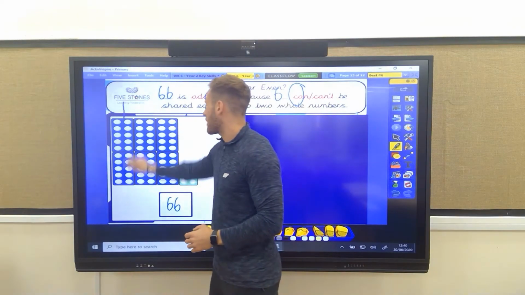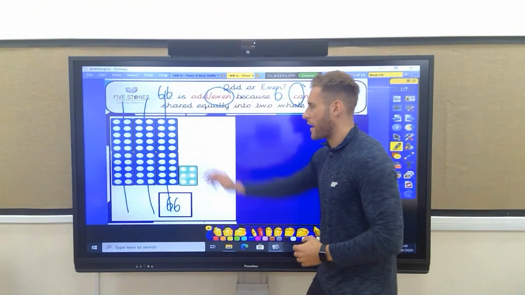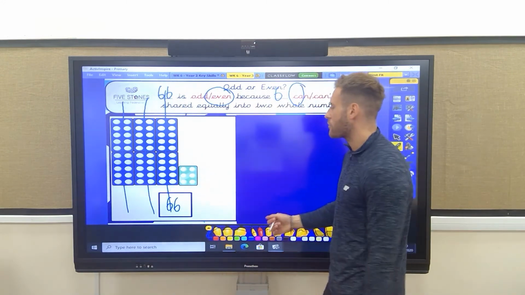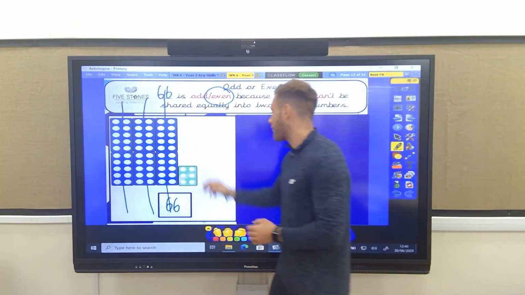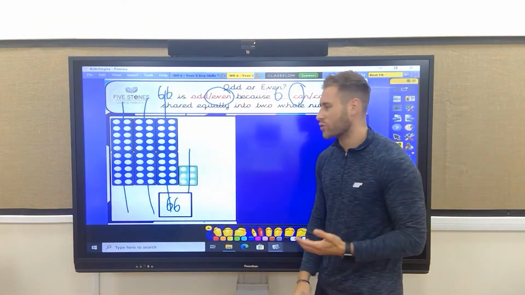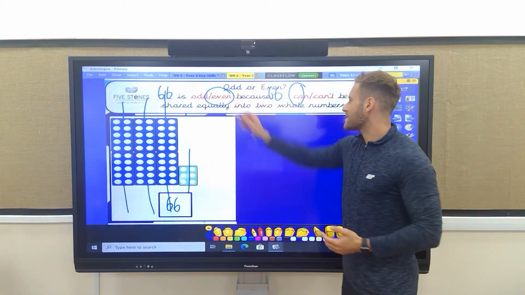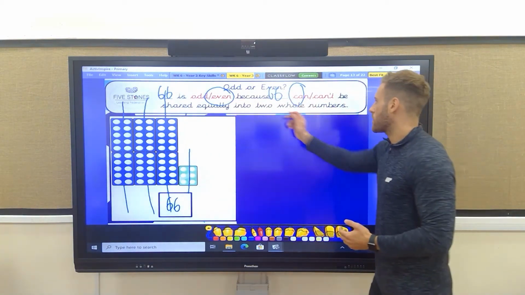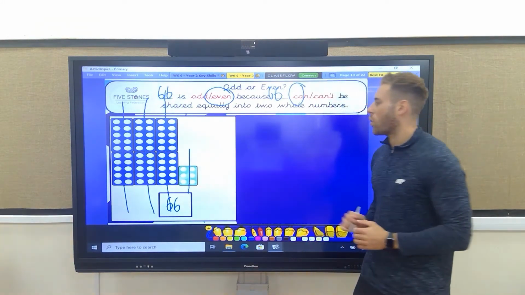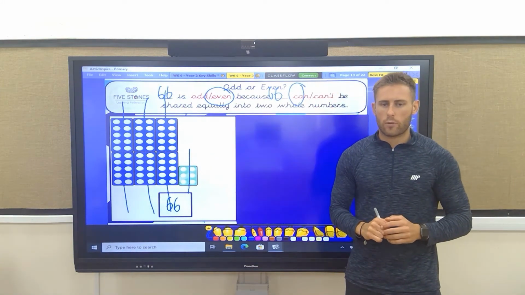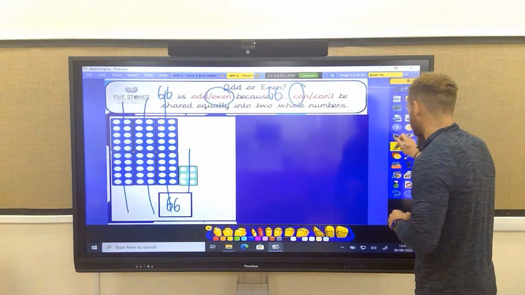So if we think about sharing our 60, we can easily share our 60, 5 and 5, 5 and 5, 5 and 5, with all our 10s. 10s and 100s share equally, don't they? However, our 1s, that also shares equally with 3 and 3. So 66 is even because 66 can be shared equally into two whole numbers. Great work. You would get 33, I would get 33.